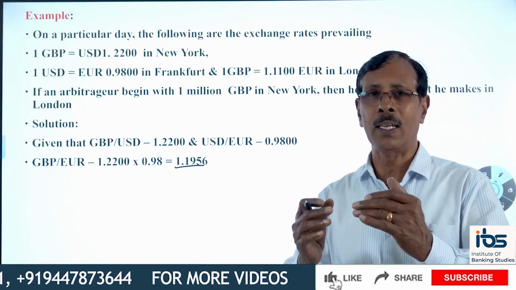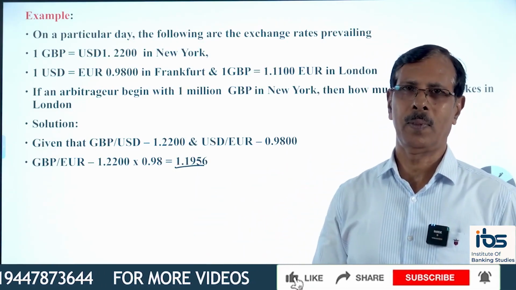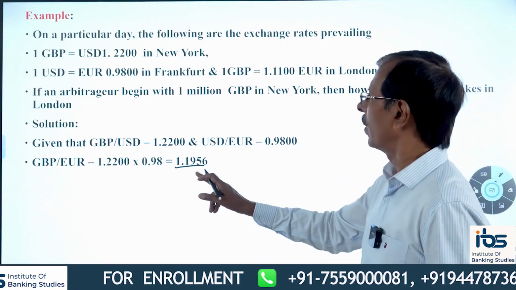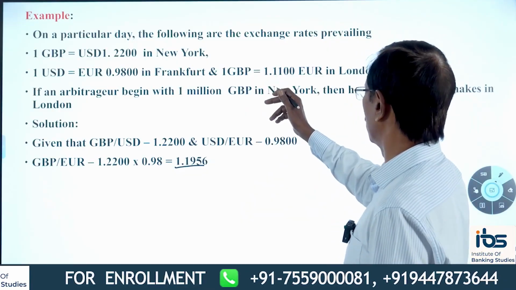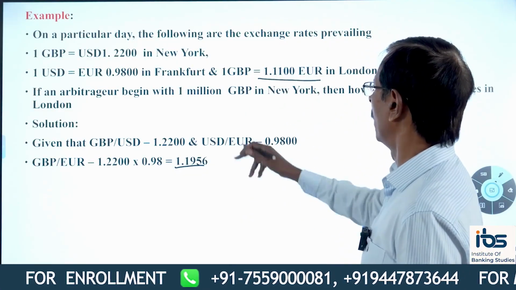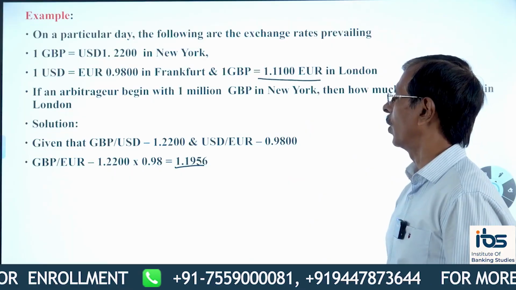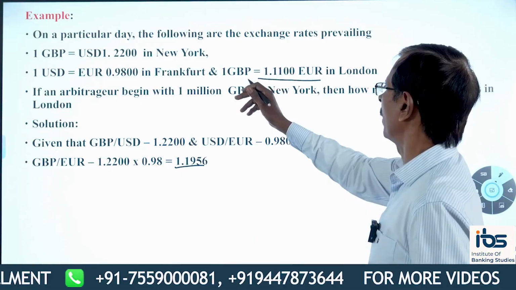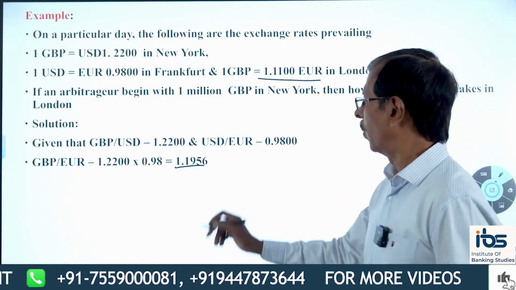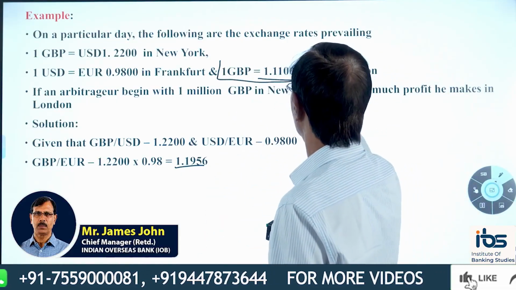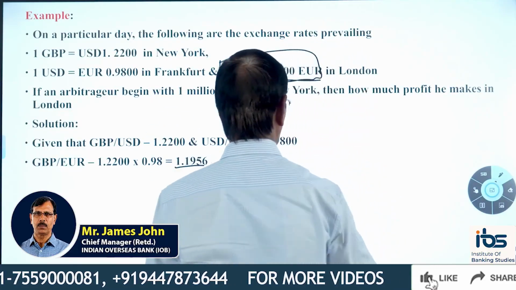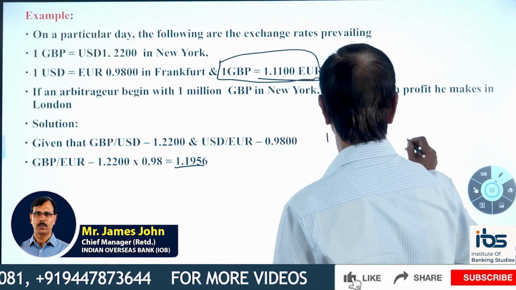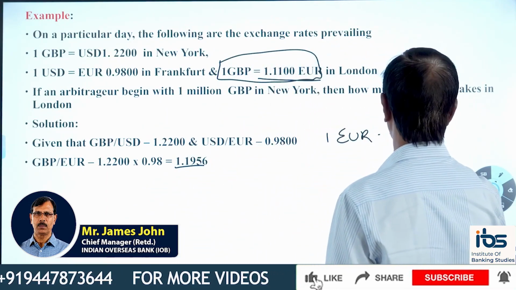Now he is converting this euro back to GBP. Then only you will be able to know how much profit he got. So now you have to look at this quote. In this quote, what does it say? 1 GBP is equal to 1.11 euro. Now this person is having euro. So from this, how to get 1 euro? 1 GBP is equal to 1.11 euro. What is 1 euro? 1 euro is equal to 1 by 1.11.